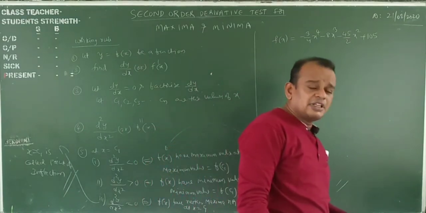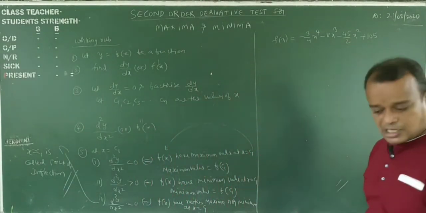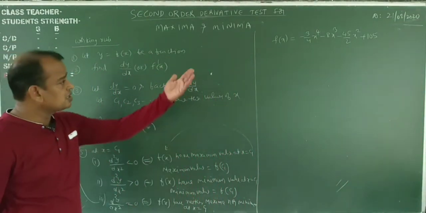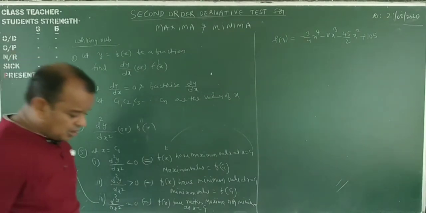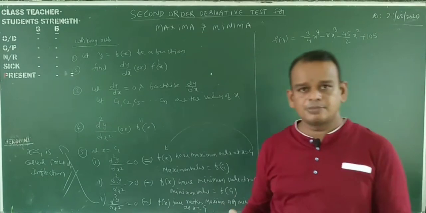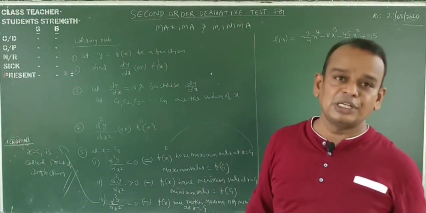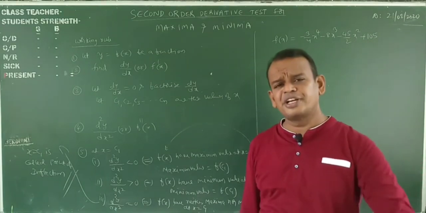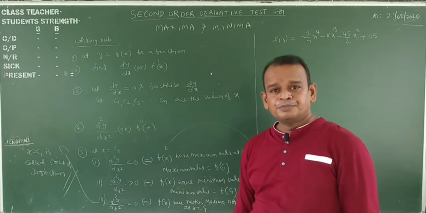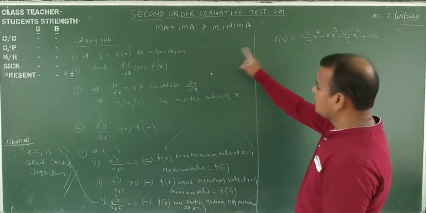Here the first derivative test is not given. The question says find the local maxima and local minima of the function, all points and the values also. Why we do this method: in the applications of maxima and minima, all problems are solved by using the second order derivative test only. Maximum, all problems 99.99%. That's why I am telling you to remember this process.